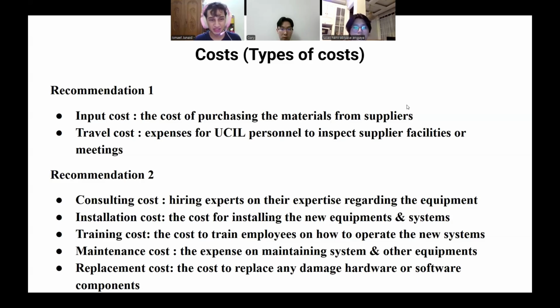Our second recommendation involves consulting costs, installation costs, training costs, maintenance costs, and replacement costs. Starting with consulting costs: hiring experts for their expertise regarding the equipment. Installation costs: the costs of installing the new equipment and systems. Training costs: the cost to train employees on how to operate the new systems. Maintenance costs: the expense of maintaining the system and other equipment. Replacement costs: the cost to replace any damaged hardware or software components.